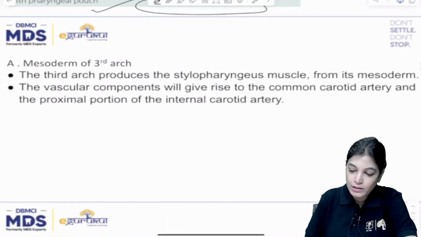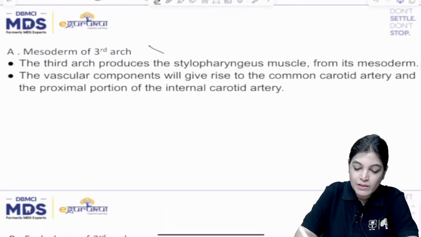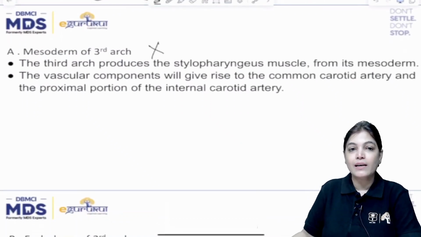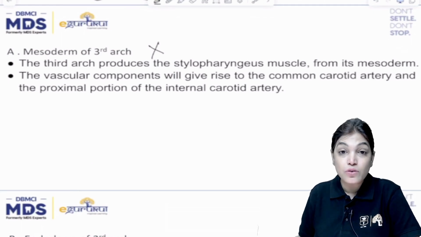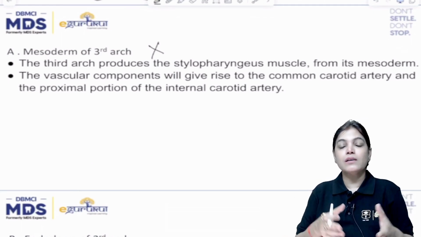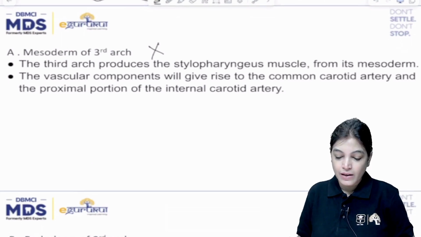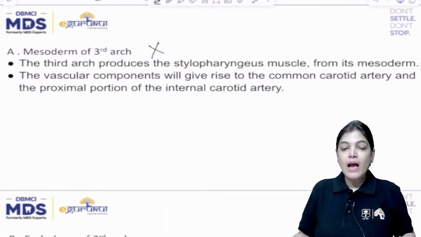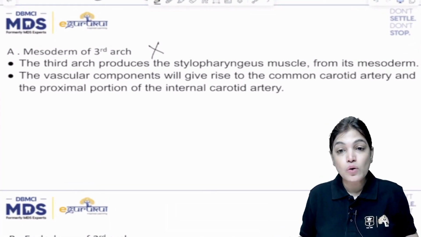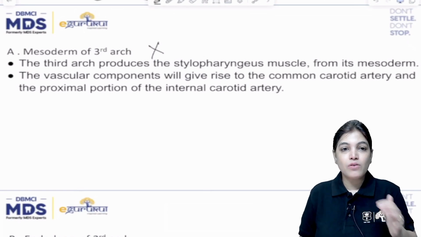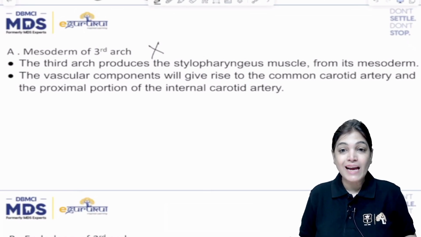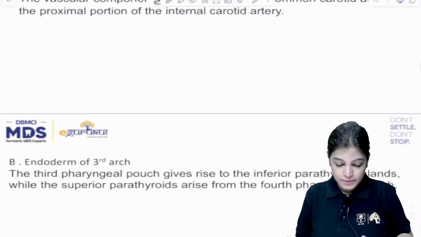Now, what about the other options? The other options are wrong, like mesoderm of third arch is wrong. Exactly, if we talk about mesoderm, it is giving rise to muscles. So the muscle of third pharyngeal arch is just one, the stylopharyngeus muscle of the pharynx, and the nerve of third pharyngeal arch is glossopharyngeal nerve. So mesoderm of third arch is forming stylopharyngeus muscle, so it's the wrong option.